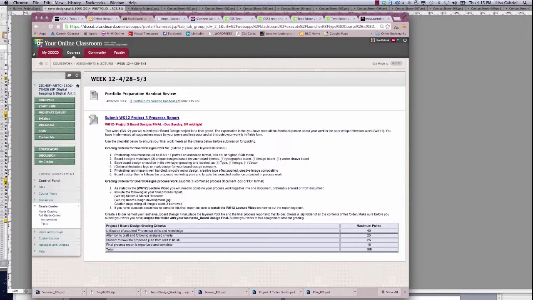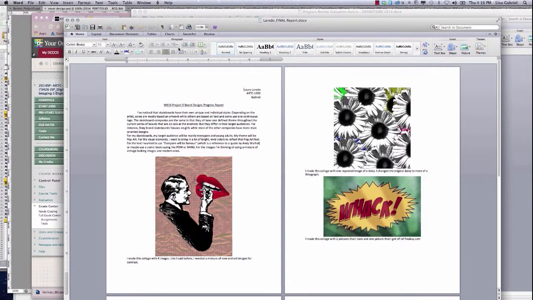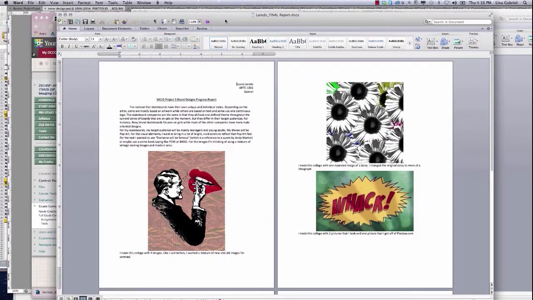Okay, so in addition to your layered Photoshop file, you're also submitting your process report, and that will include, and I have an example here to sort of go over that with you. So I'm going to pop into Word here, and I'm using one of the students from the class who prepared a report. So this is all her process work.